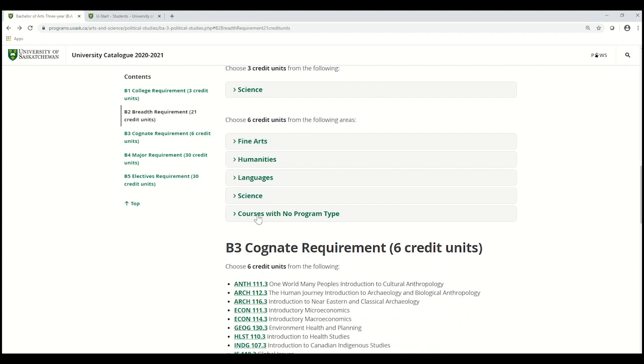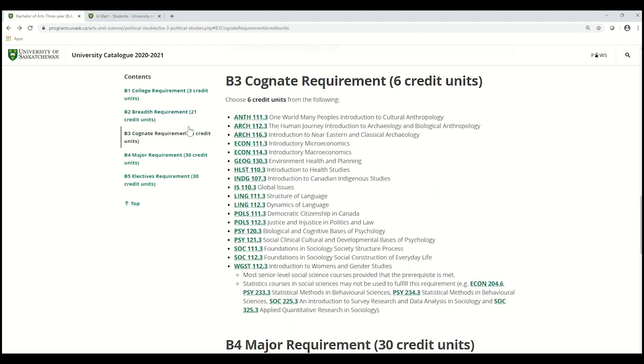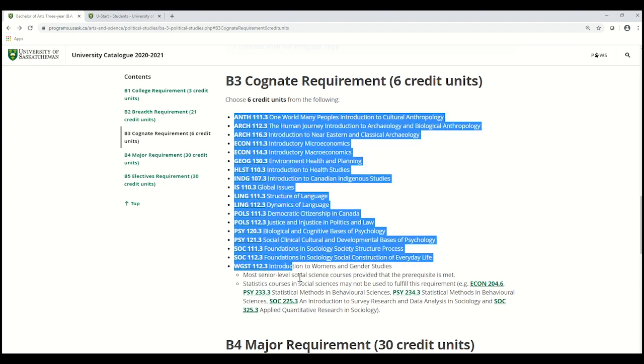The reason why social sciences don't show up here is because political studies is a social science, and this is the breadth requirement. Under the Cognate Requirement, you'll notice that there are 6 credit units required of additional social science courses.